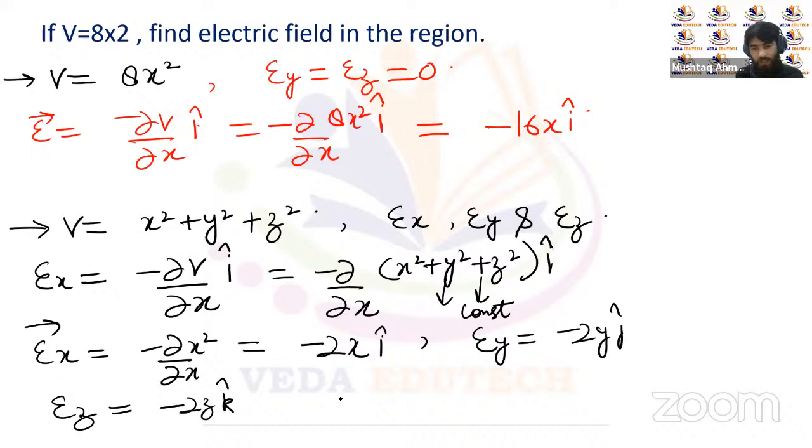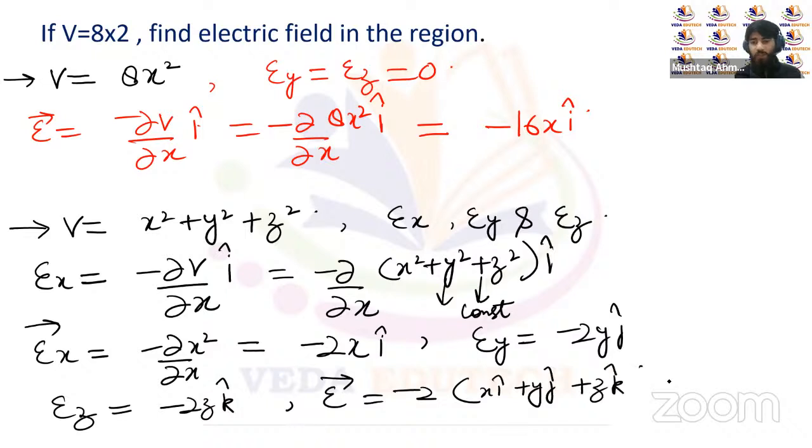Or we can say that the E vector as a whole will be minus 2 times xi cap plus yj cap plus zk cap. So this is the electric field vector as a whole because of this potential varying as x square plus y square plus z square. So we have found this electric field vector using the concept of gradient.